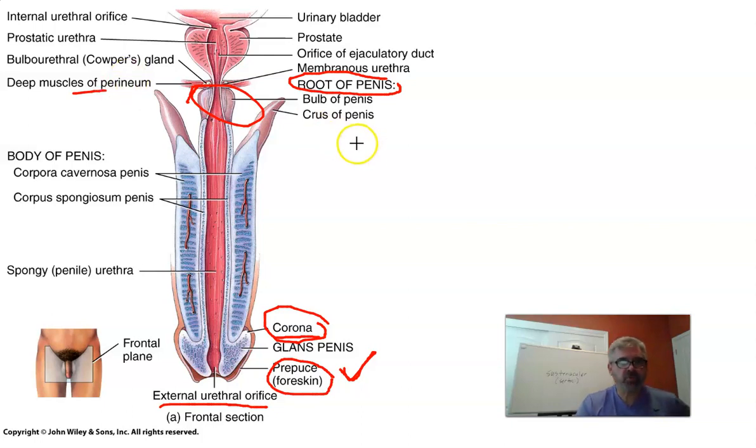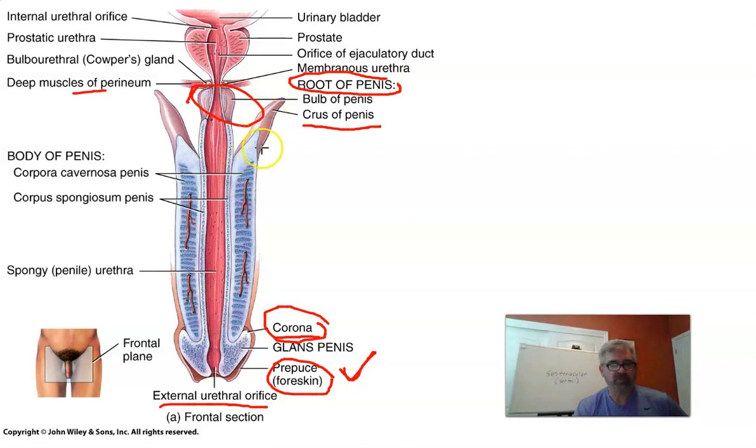And then we have the crura. I hate to pronounce that. It's always hard to pronounce that. Crus is singular, so crura, C-R-U-R-A, would be a right and a left. Crus. And these are part of the corpora cavernosa, so remember that, okay? The bulb's part of the corpus spongiosum, but the crus, or the crura, are part of the corpora cavernosa.